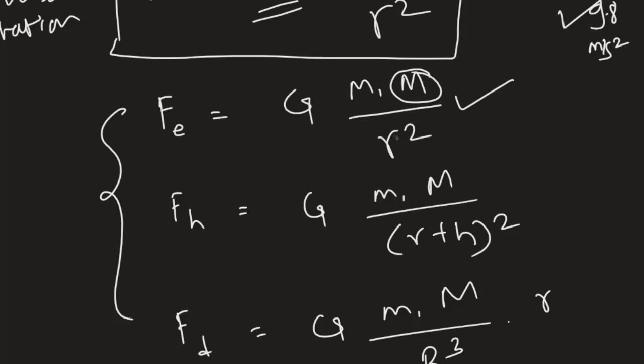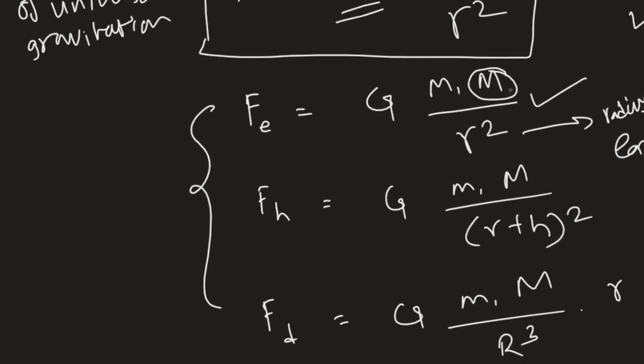And r squared, so r here is the radius of Earth, because we are talking about this m1 mass which is on the Earth's surface. That's why r over here is basically the distance between the center of Earth and that object, which is basically the radius of Earth. And we know that the radius of Earth is not constant, so Earth is like an elliptical object.